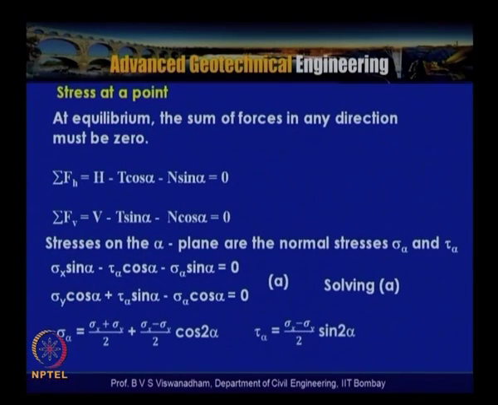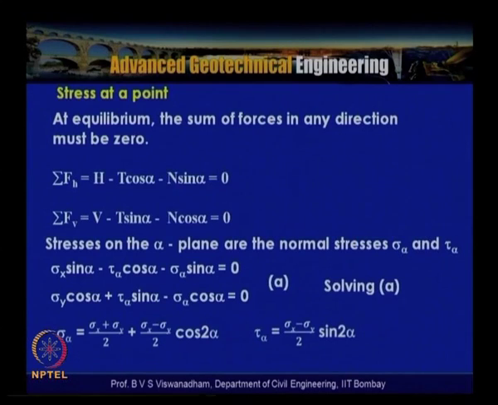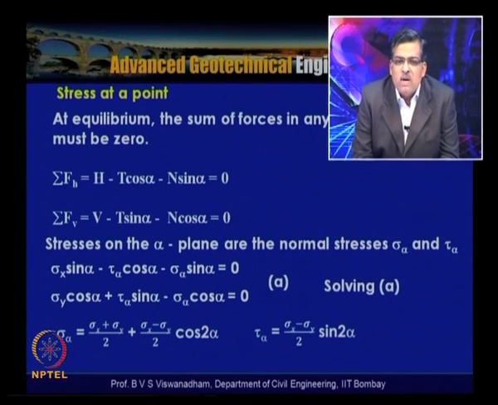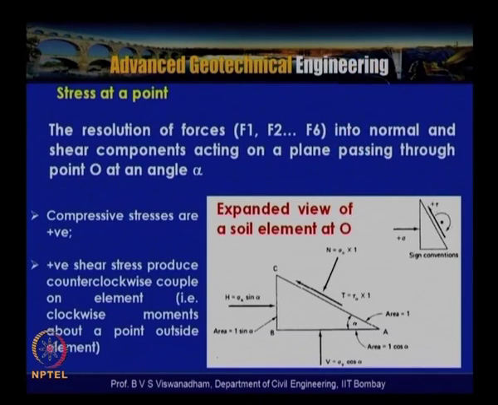So at equilibrium the sum of forces in any direction must be 0. So we resolve in the horizontal direction and vertical direction. With that, sigma Fh is equal to 0, where H minus T cos alpha minus n sin alpha. That means the components have been taken. H is this horizontal direction, this is positive because this direction is positive, and minus T cos alpha, that is this force, and then we have n sin alpha, that is due to the normal force here on the plane AC.